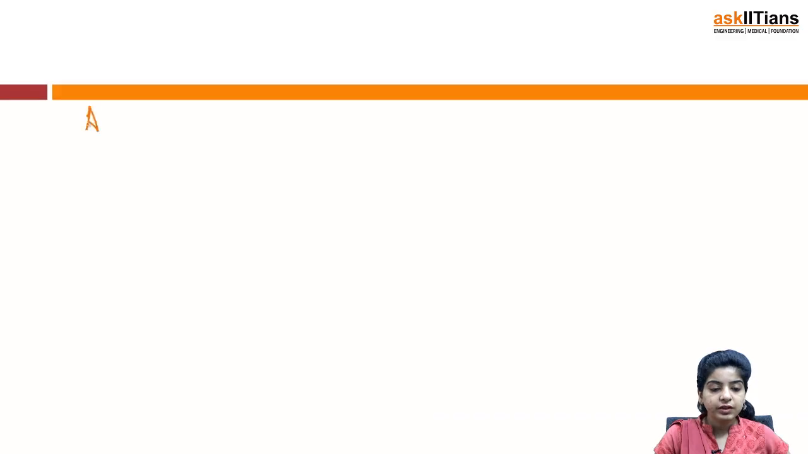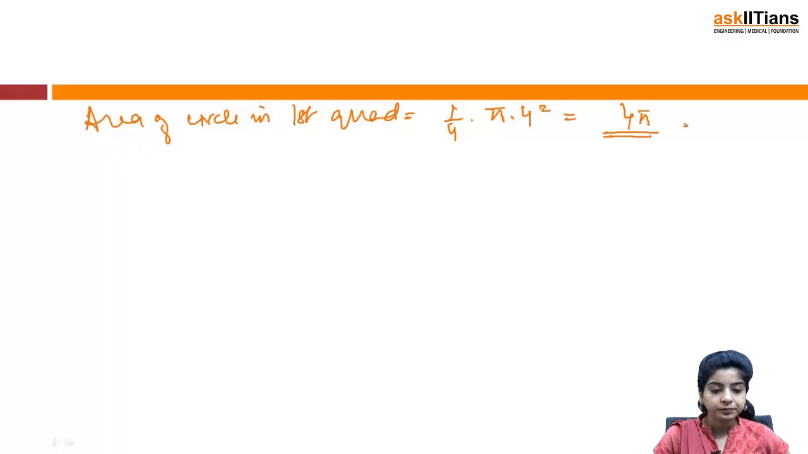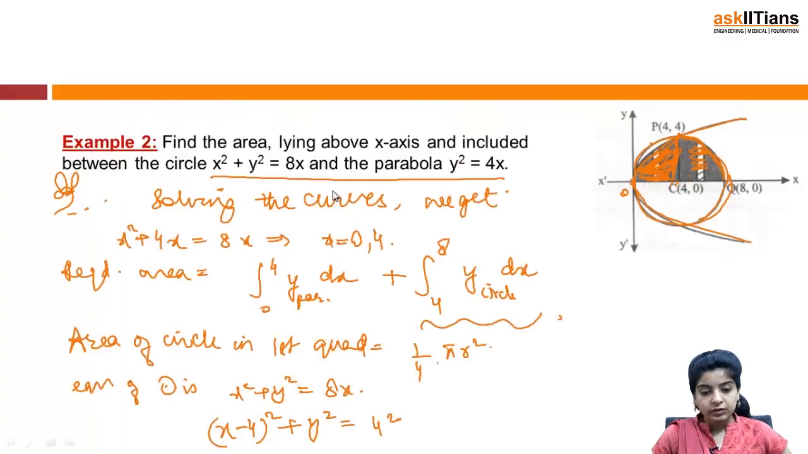So this means area of circle in first quadrant was 1 by 4 pi r square. R is now 4 square. That means it's 4 pi. So area is 2, 0 to 4 under root x dx plus 4 pi. This is from this equation, required area. Okay, let's denote it as A. Required area is this, and this we have found out is 4 pi.